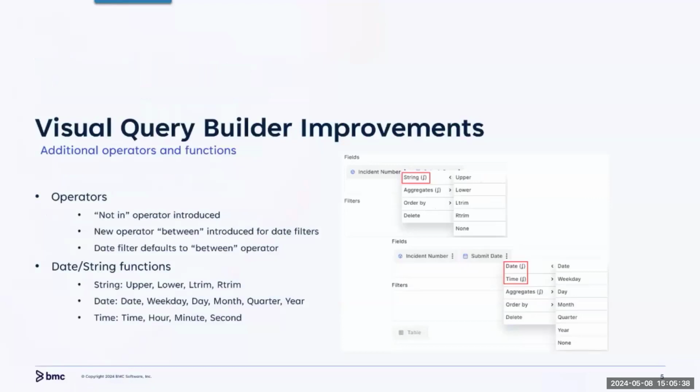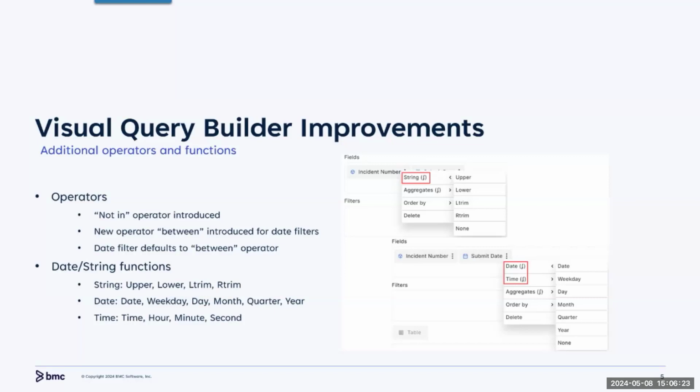Let's also look at some of the improvements that we have launched in Visual Query Builder. We have added new operators and functions. So for example, the ability to add an operator such as not in, or for date filters, it's very common to need an operator such as between, since most reports are about dates between a specific start date and end date. Not only that, the date filter now defaults to between because that happens to be the most common operator that most data analysts prefer to have on their reports.